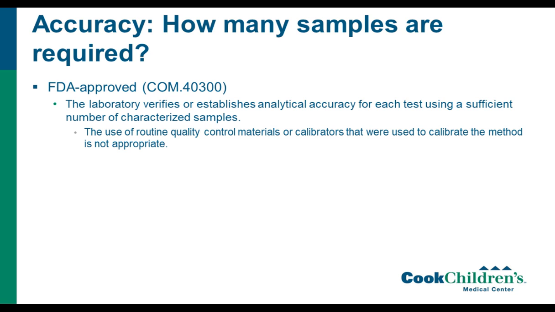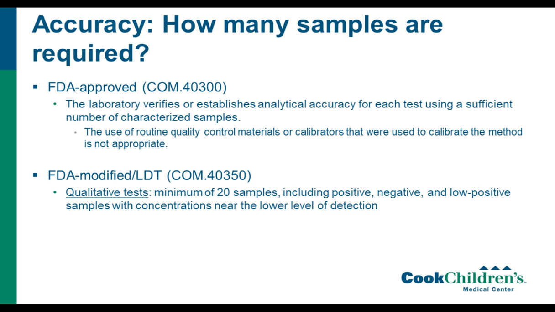More specifically, CAP does have a couple of checklist items that refer to accuracy for FDA approved and then FDA modified and LDTs. And for FDA approved, it's kind of like the general guidelines. They don't give a lot of guidance. They simply say that the laboratory verifies or establishes accuracy using a sufficient number of characterized samples. And again, that routine quality materials cannot be used, but they don't state how many. So generally, even for our FDA-approved tests, we use the guidance from FDA modified or LDTs.